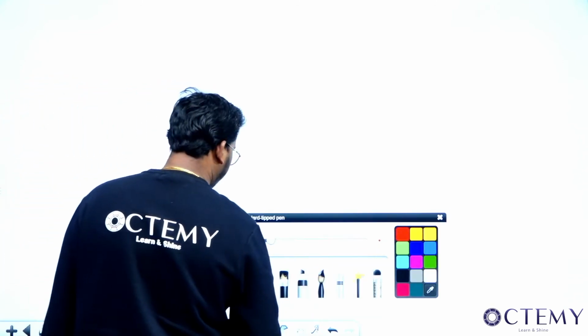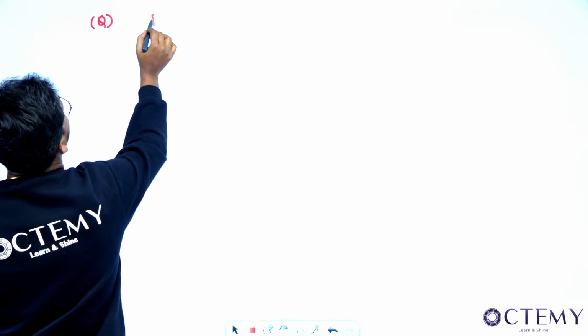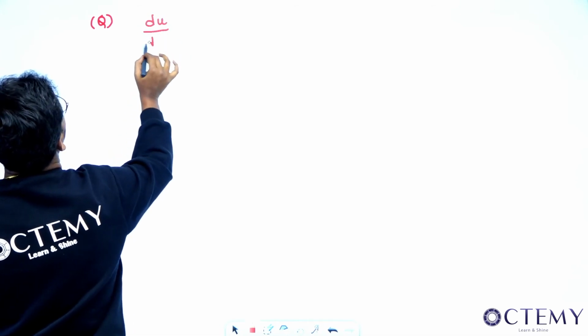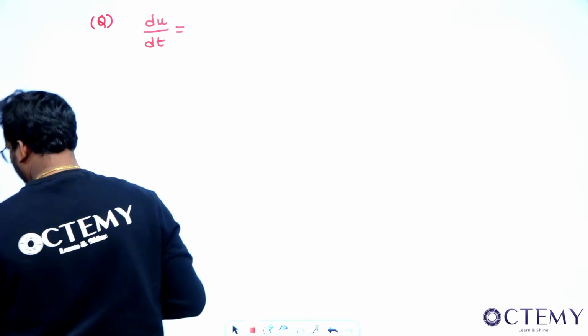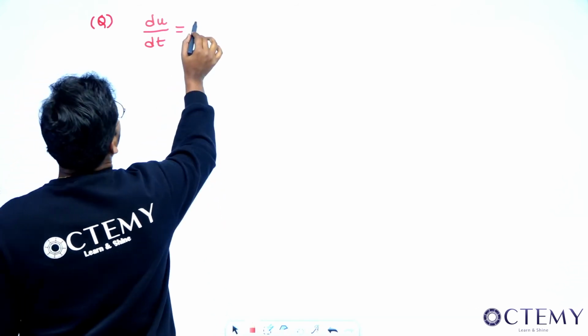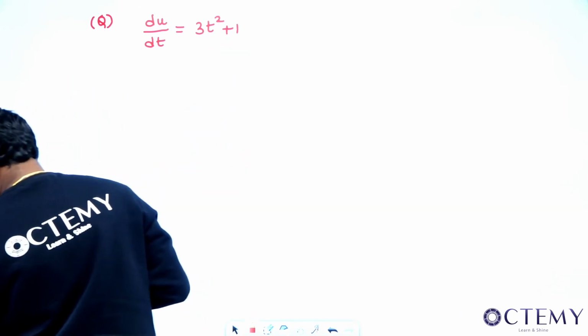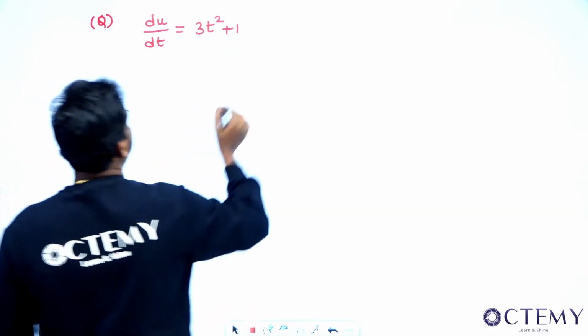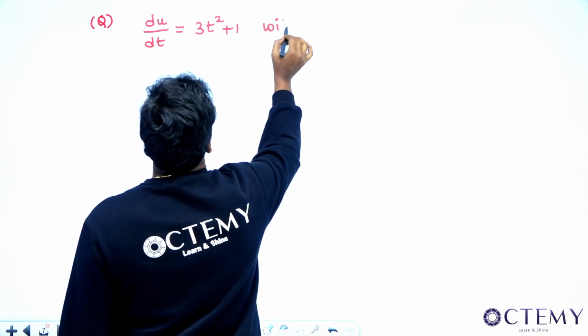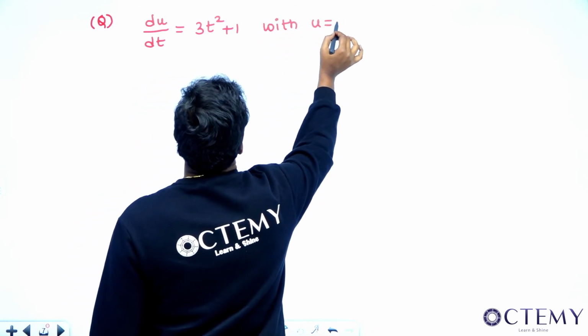Now let us take a previous year problem and try to do it. See, sir, the question is asked like this. The question he is saying is, consider the equation du by dt equal to 3t square plus 1, with initial condition u0 when t0. In previous year questions, he will change the variables, sir.